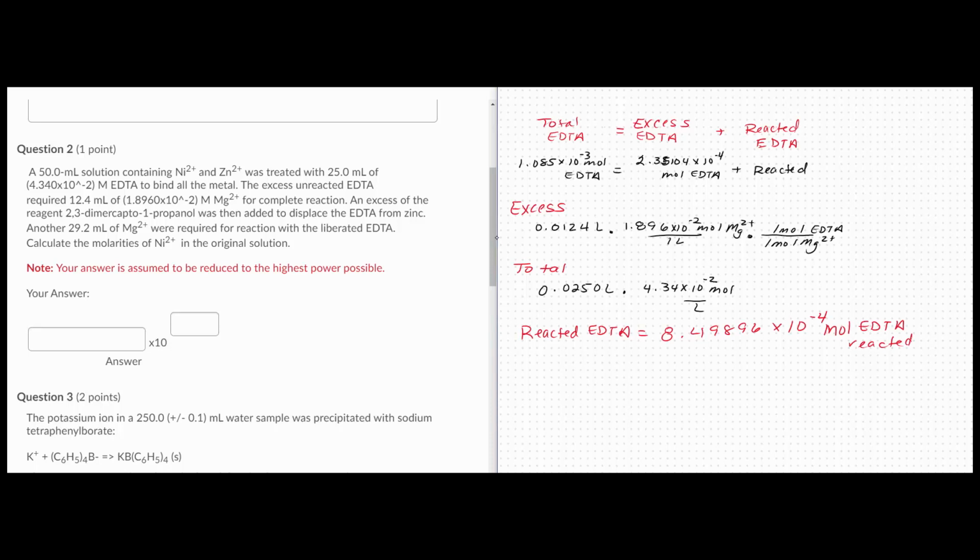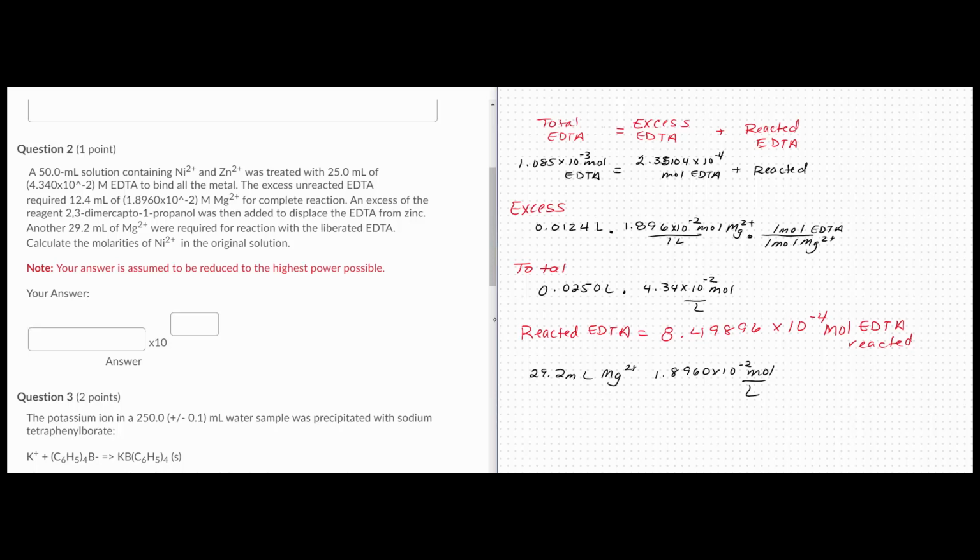An excess of the reagent 2,3-dimercapto-1-propanol was then added to displace the EDTA from zinc. Another 29.2 milliliters of magnesium, and that's at the concentration that was given before, 8.960 times 10 to the negative 2, were required for reaction of the liberated EDTA.